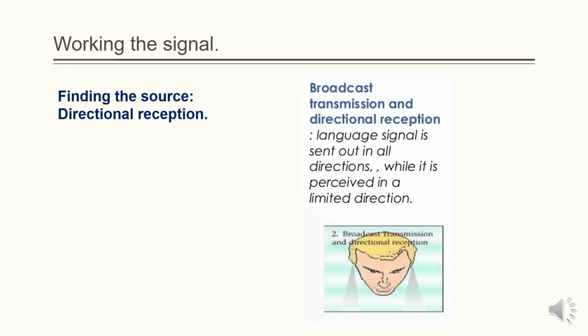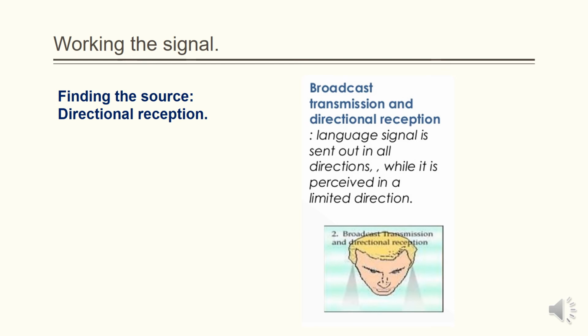Here we also have this other feature of the signal, that is directional reception. This feature is, as it says here, language is a signal and it's sent in all directions, but it is perceived in a limited direction. For instance, the signal you produce goes off in all directions, as I have already said, but listeners know that it came just from you.